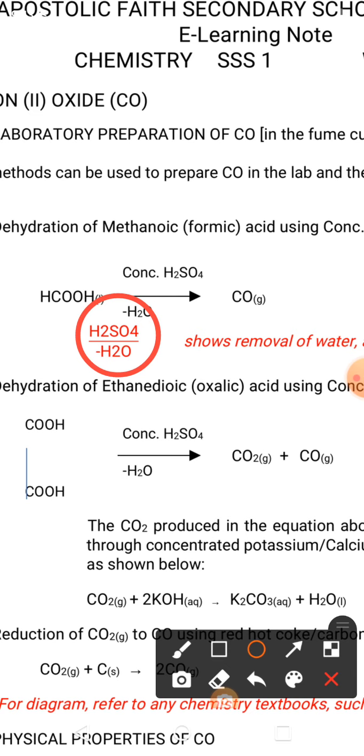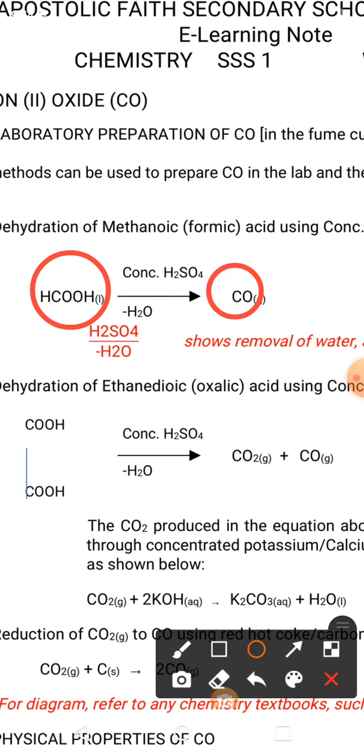This is formic acid. Now, if you remove H2O, you will see that how many H do you see there? There are two H and there are two O. So if you remove two H and one O, it will remain CO. So that's why you have this CO. So that's number one method.